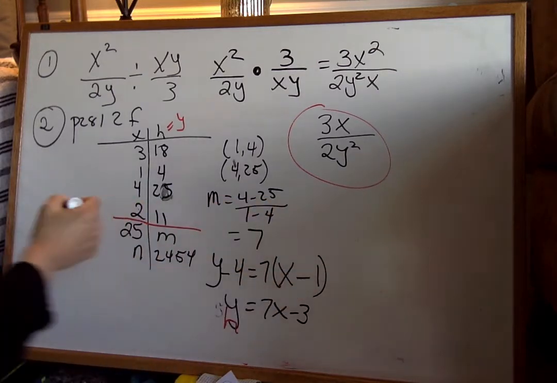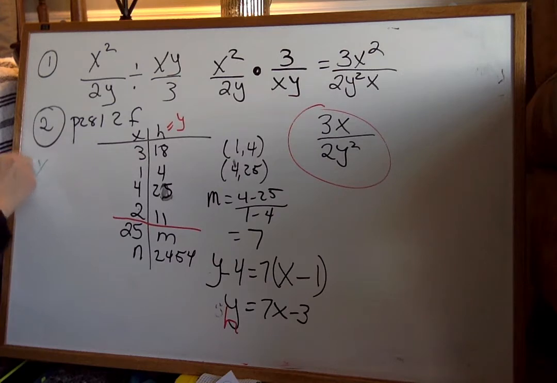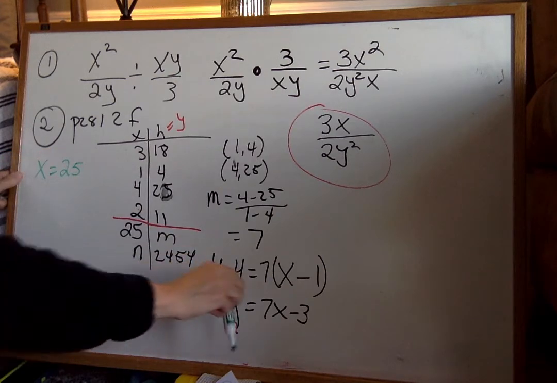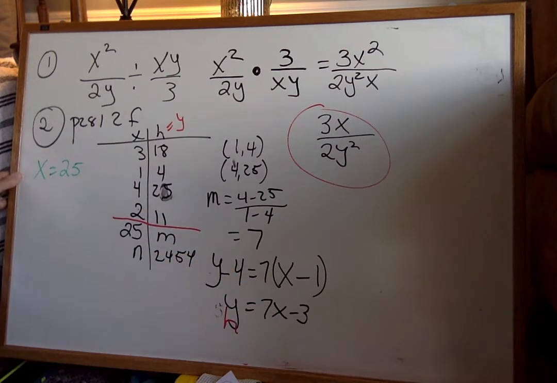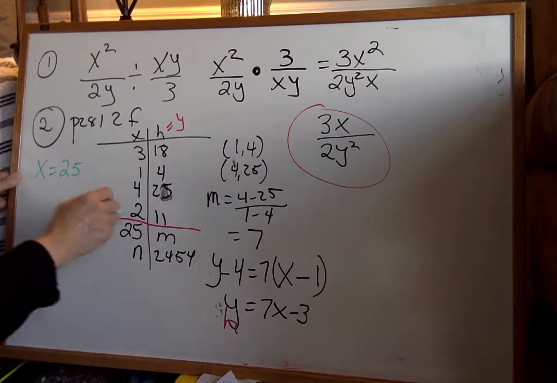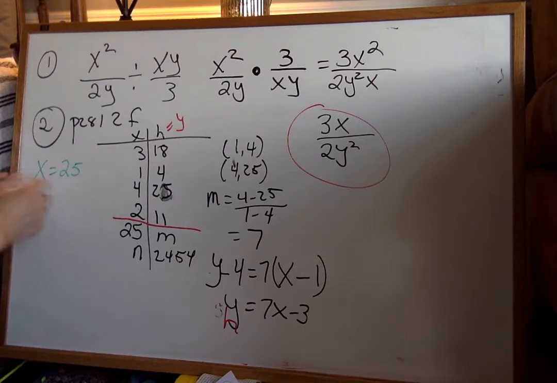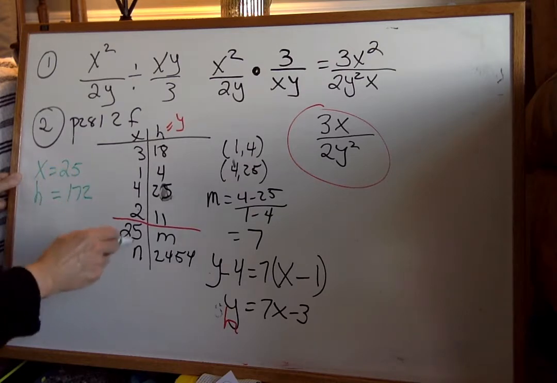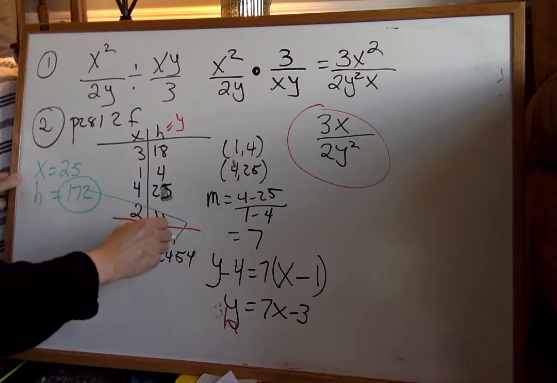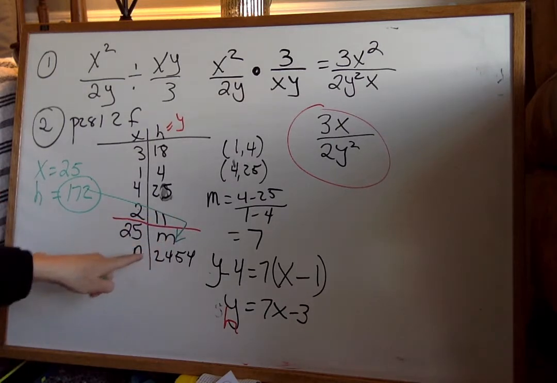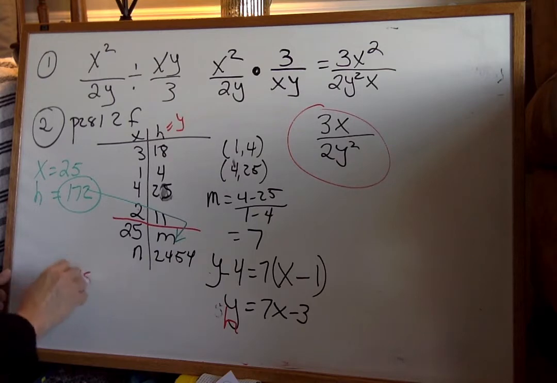And so if x equals 25, you're just putting it right into there. Then you're going to have your h or your y, whatever you want to call it, to be 172. And in this problem, they're just calling it m. I think just by using the m and the n, that's why students think this is a more complicated problem than it is.